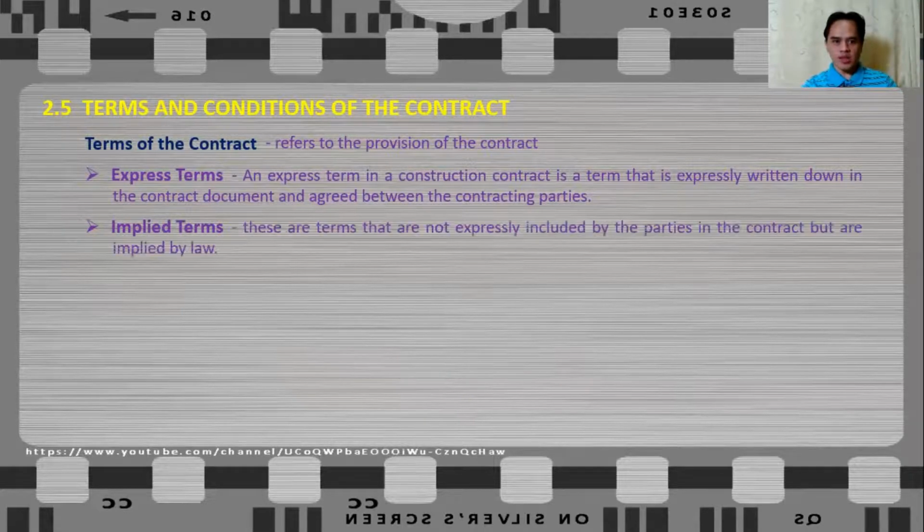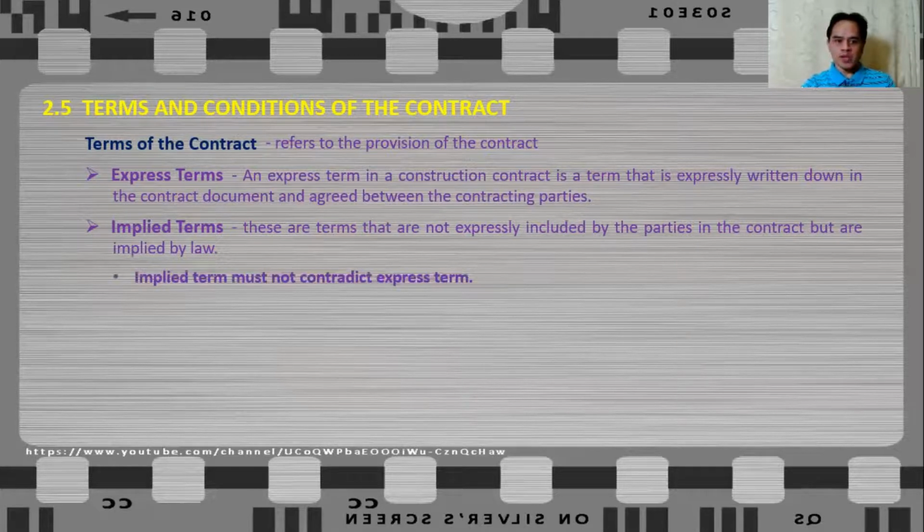While the implied terms are the terms that are not expressly included by the parties in the contract, but are implied by law. So even though it is not recorded in the contract, if it is implied by law or required by law, then it can be considered as an implied term of the contract.